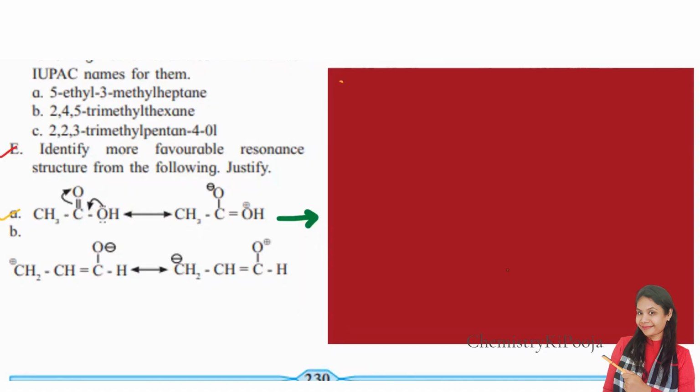Now we have here CH3, C double bond O, OH, and then two lone pairs are present. And on the other side, we have CH3, C, oxygen, with a negative charge on oxygen, a double bond, OH, and here we have a positive charge. Right? And then the resonating structure: this is shifting here, this is shifting here. After this, we get the resonating structure.